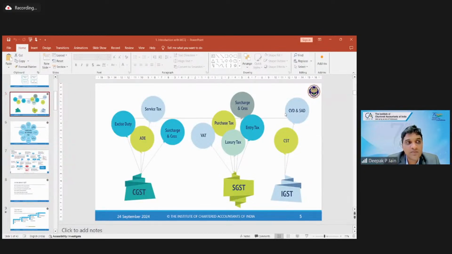And when you import something, you have to pay a duty equivalent to the excise and a duty equivalent to the sales tax. The tax equivalent to the excise duty was called countervailing duty, CVD. And the tax equivalent to the VAT was SAD, which is called special additional duty. So when you import something, before GST, you had to pay customs duty, CVD, and SAD. Now CVD and SAD have been subsumed. So when you import something, you have to pay only customs duty and GST, which is IGST. All other taxes have been subsumed.